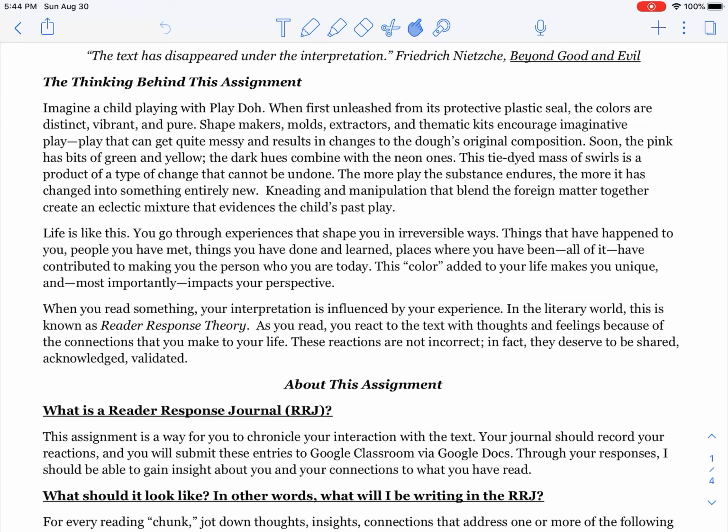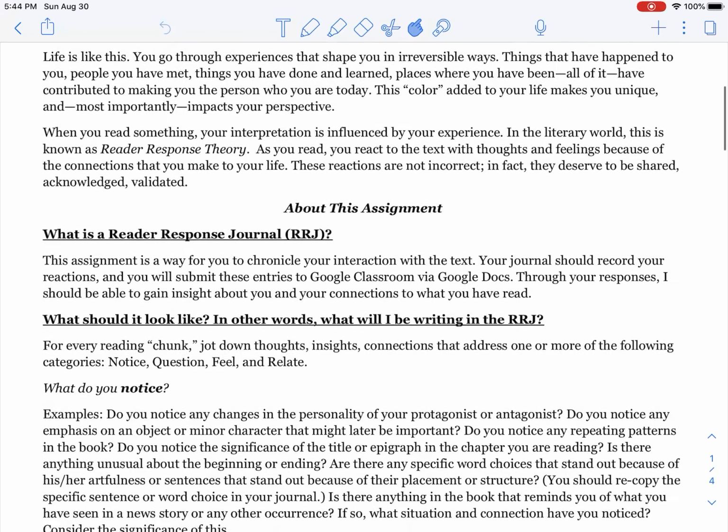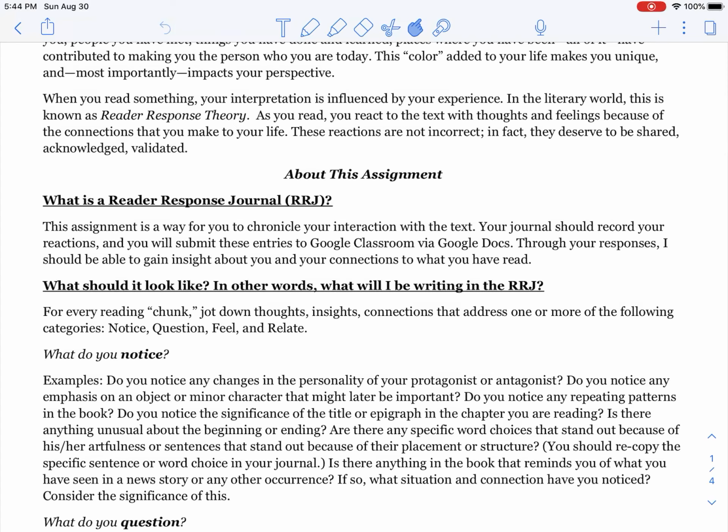So the concept of reader response theory is that whenever you listen to a song or read a poem or a short story or a book, you may have a different interpretation of what its meaning is because you bring to the reading a unique set of experiences, life experiences that impact the way you interpret a work. So the Reader Response Journal is just one way for us to see your interactions with the text.